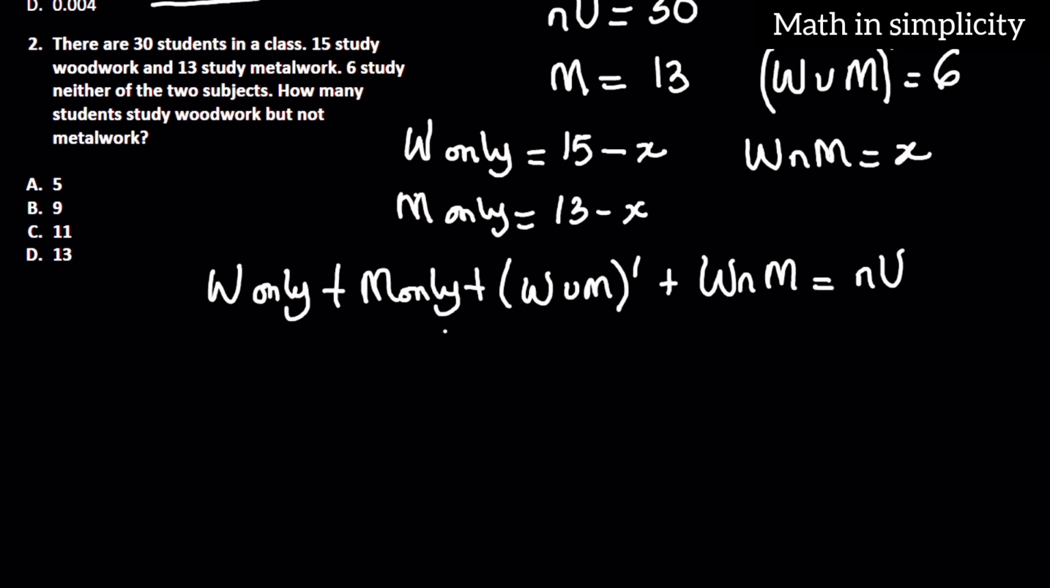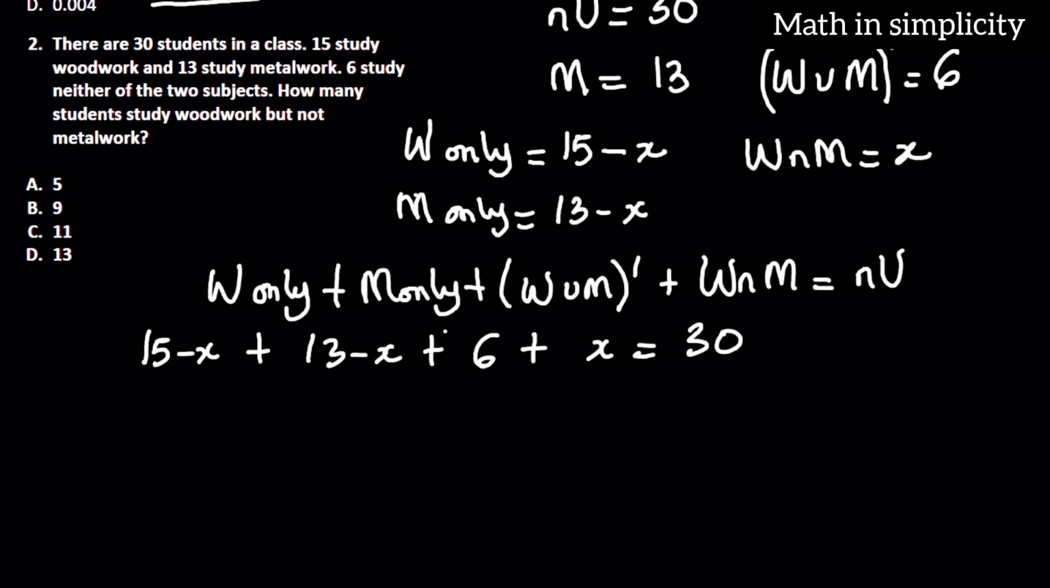So let's substitute with the values. Woodwork only, we have 15 minus x, plus metalwork only, we have 13 minus x, plus the complement of woodwork union metalwork is 6, plus woodwork intersection metalwork is just x. That should give us the universal set, which is the total number of people in the class from the question, which is 30. So if we can just find x, the solution will be set.